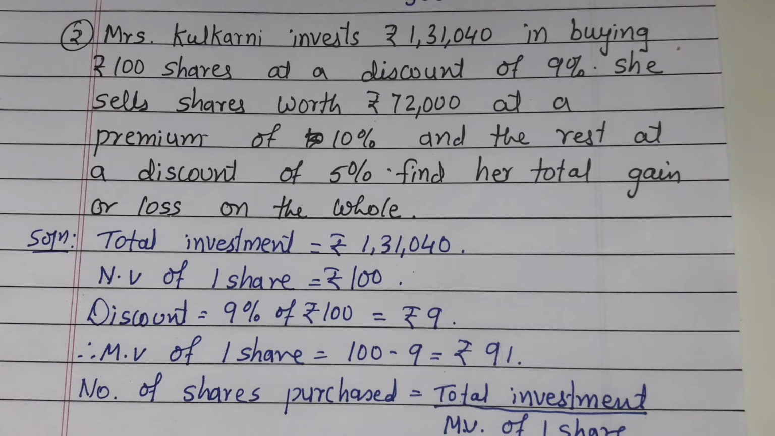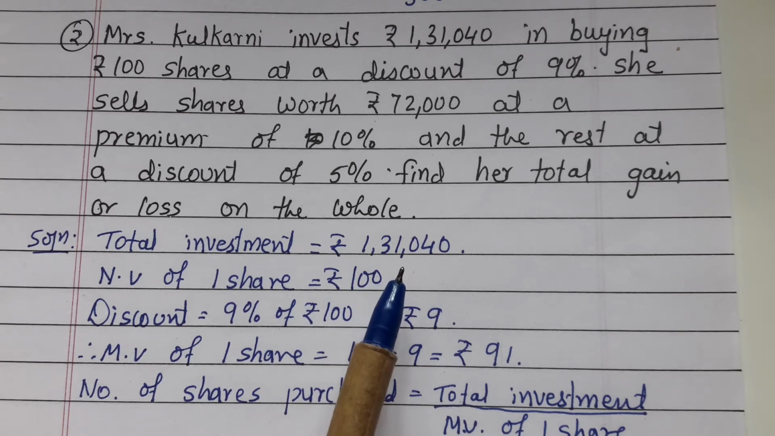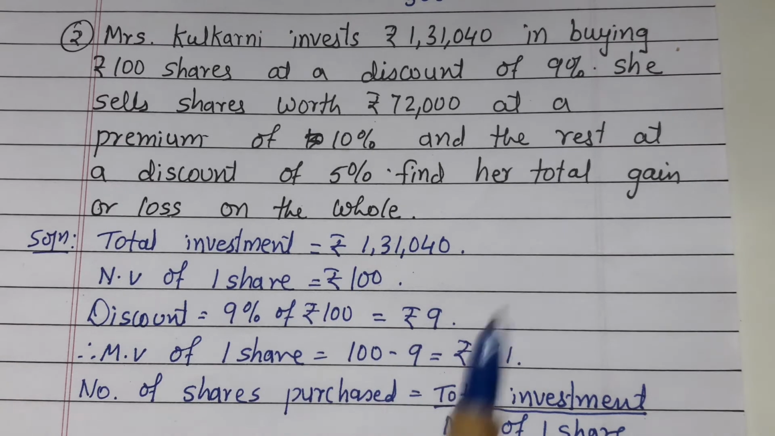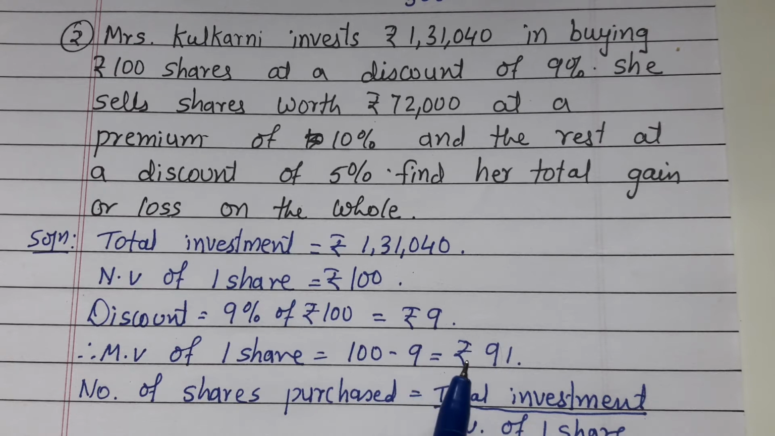She sells shares worth rupees 72,000 at a premium of 10% and the rest at a discount of 5%. Find her total gain or loss on the whole. The total investment made is rupees 1,31,040. NV of one share is 100 rupees. Discount of 9%. So discount of 9% of 100 is 9 rupees. Therefore, market value of one share is equal to 100 minus 9 equals rupees 91.